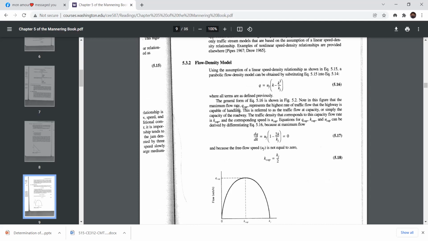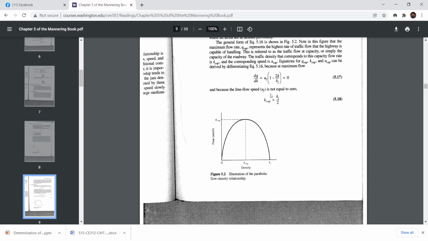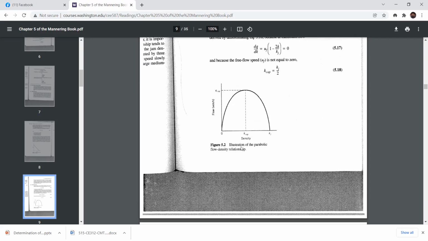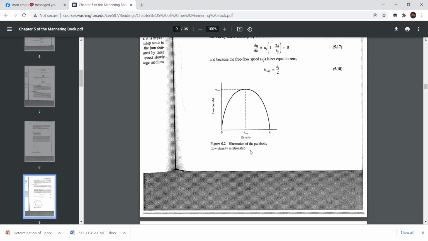In the flow density model, using the assumption of a linear speed density relationship as shown in this figure, a parabolic flow density model can be obtained by substituting, where all terms are defined as previously. The general form is shown in this figure. Note that the maximum flow rate represents the highest rate of traffic that the highway is capable of handling. This is referred to as the traffic flow capacity, or simply the capacity of the roadway. There is a traffic density that corresponds to this capacity flow rate, and a corresponding speed. So this is the illustration of the parabolic flow density relationship.